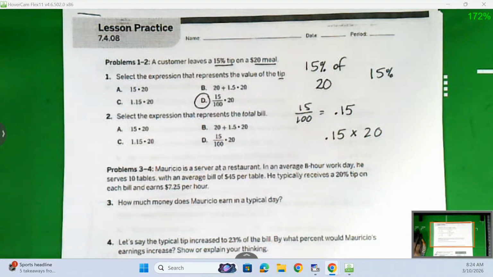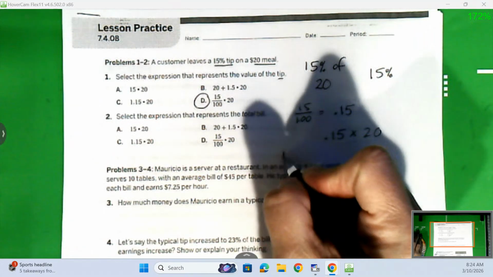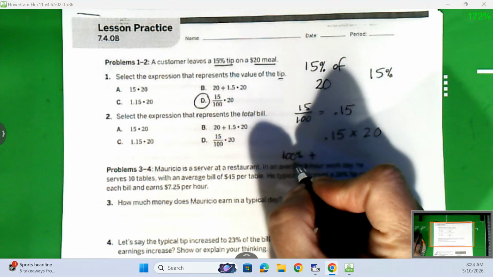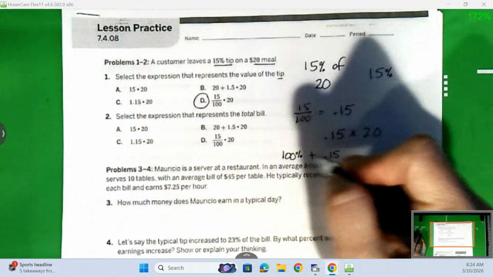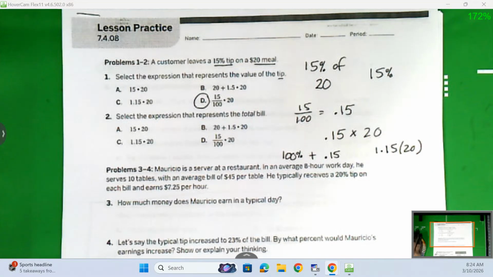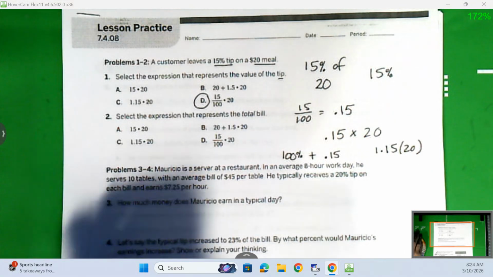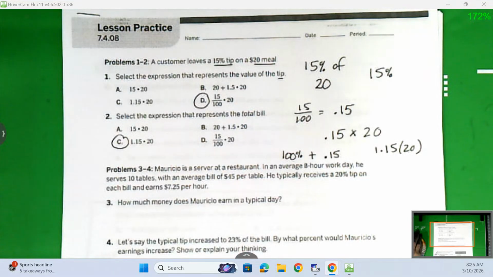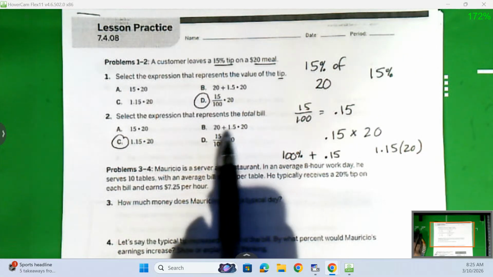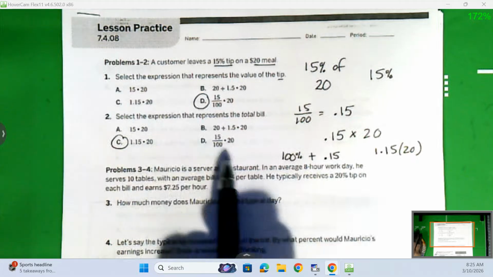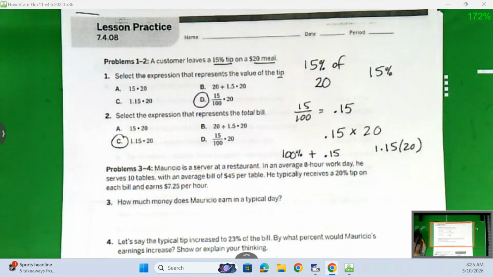Number 2, select the expression that represents the total bill. So with the total bill, we're going to have the 100% of $20 and then also the 15% of it. So altogether for that 100%, we're going to write 1.15 times 20. Looking at our options here, C gives us that, and we got to see if there's any other ones. Okay, here they're adding 20 to, this should have been just 0.15 of 20. We don't just multiply the whole numbers, and this would only give us the tip amount. So C would be our answer.